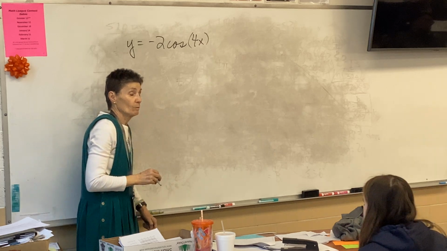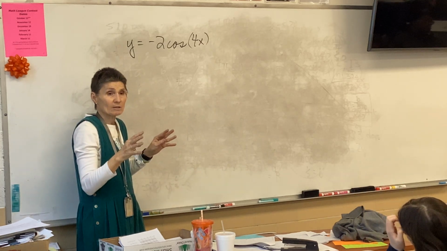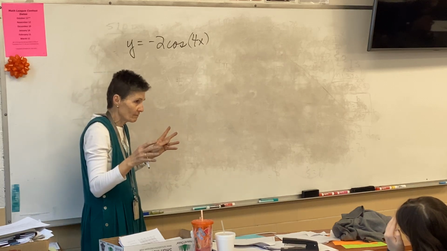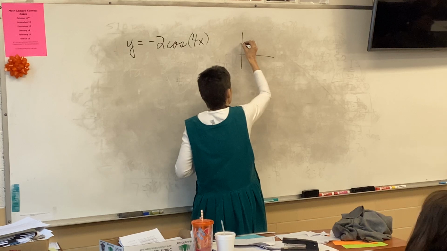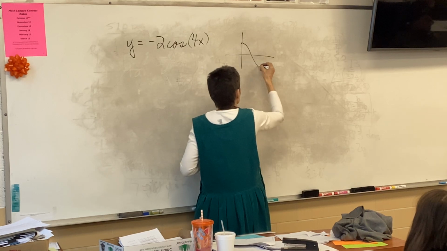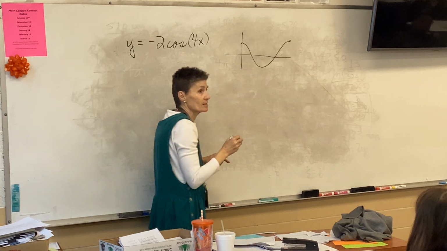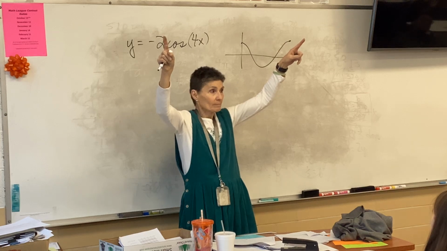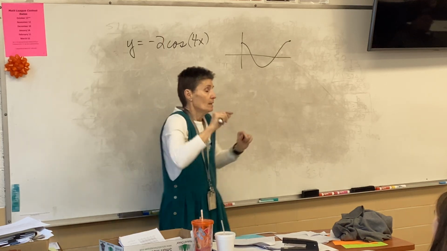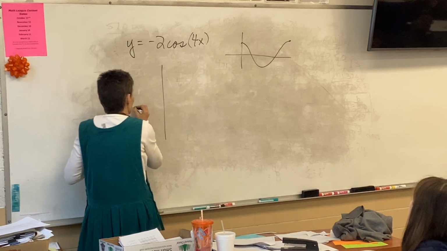There's all this stuff floating around in my mind. One of the things is, what does a cosine even look like? We should remember that the cosine is the one that starts up here, and remember, they always end in the same spot they started. So if it starts up here, it ends up here. That's what it looks like.